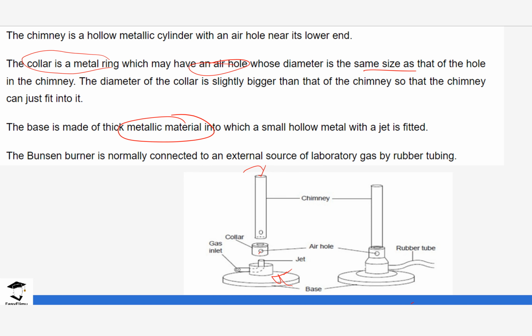And then that jet usually connects to the gas inlet that comes from the laboratory gas. So this is the normal gas that is used for burning, that is connected now to the laboratory gas. So when you open it, it gets into the jet and gets into the chimney, and it's burned when it's mixed with the air. So next, let's look at the different uses or functions of the parts of a Bunsen burner.